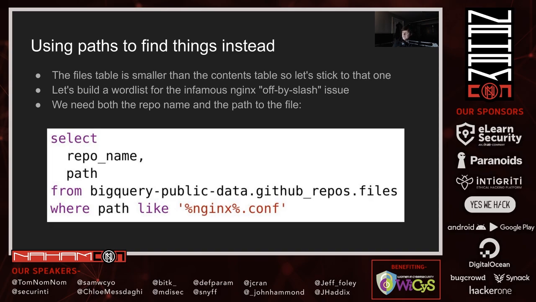So in order to build a word list for that, I want a whole load of Nginx config files. So all I'm going to do is say select the repository name and the path from the files table, where the path is anything like nginx.conf. So these percents are wildcards. So if nginx appears anywhere in the path and it's a .conf file, then it's going to show up in the results. And again, there's going to be files in here that aren't actually Nginx config files, but as long as I'm prepared to deal with that bit of noise, it's okay.